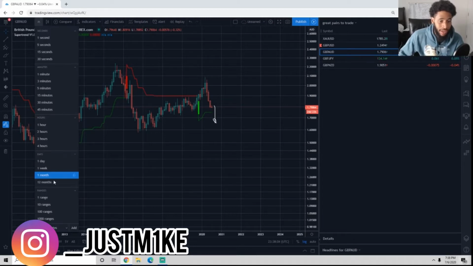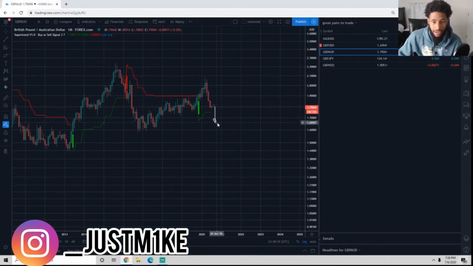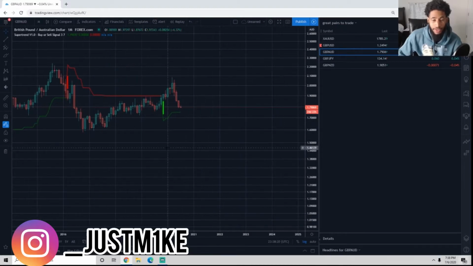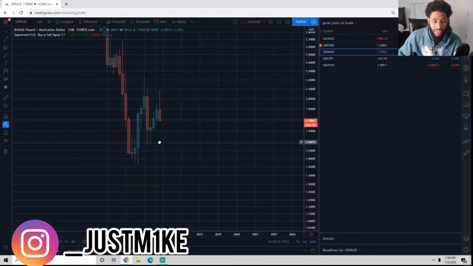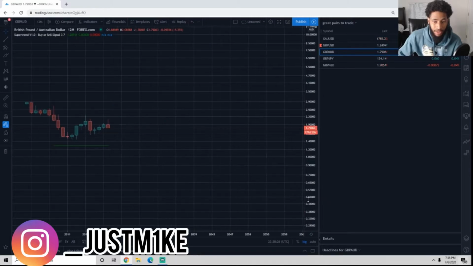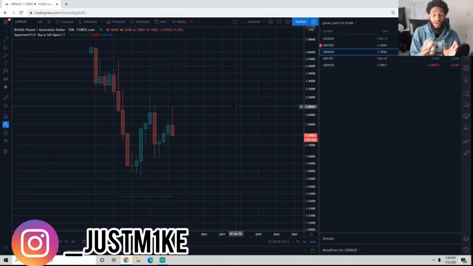I also have the yearly as well. If you want to add the 12-month or yearly time frame, all you do is go down here, type 12 and then months, and then click add, and that's how you add that to your TradingView chart. You put that in, and now even if I go to the yearly, you can see it's selling extremely hard. So GBP AUD is selling. Now we've already checked the higher time frames.